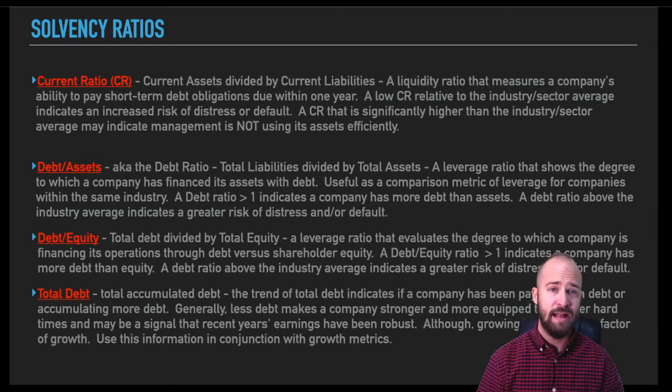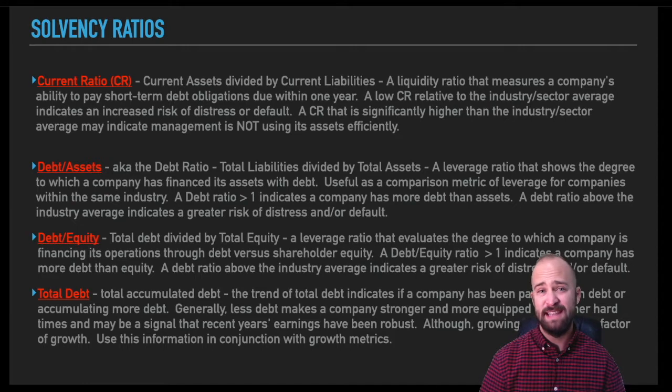So when we talk about current assets, we're talking about those things that are cash or cash-like in nature that a company owns that it can use to pay the current portion of its debt obligations. And that's exactly what current liabilities, the other component of the current ratio, refers to.